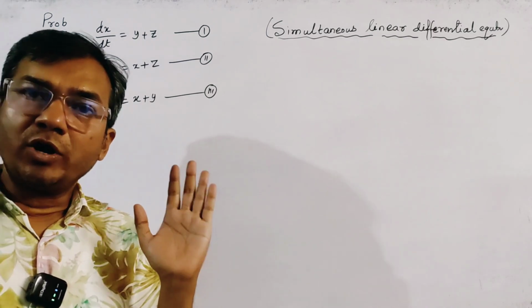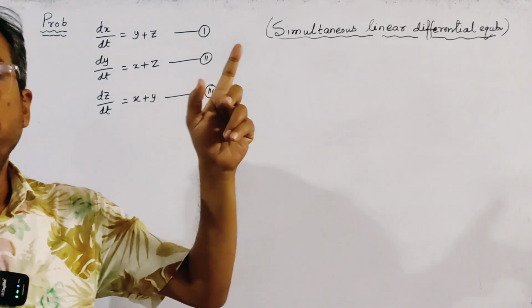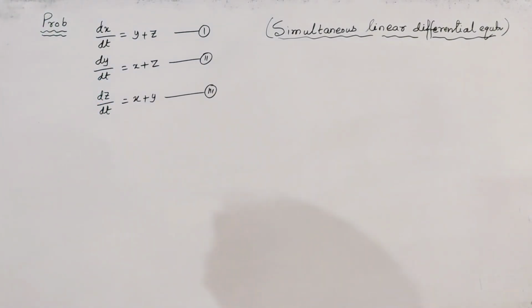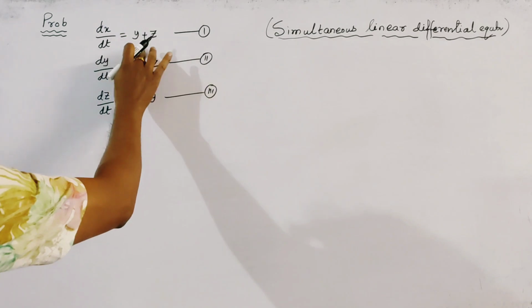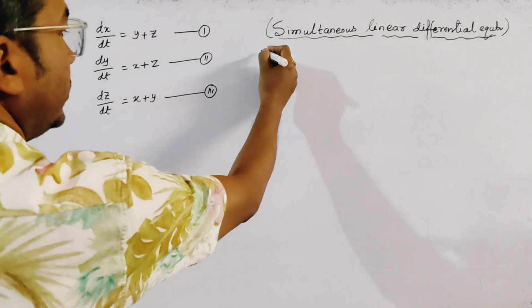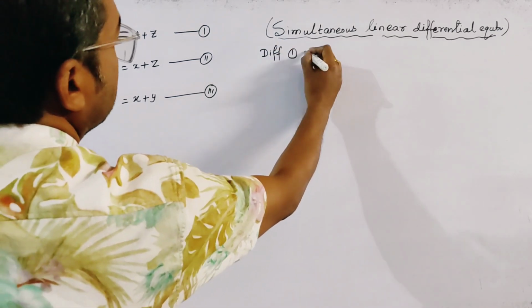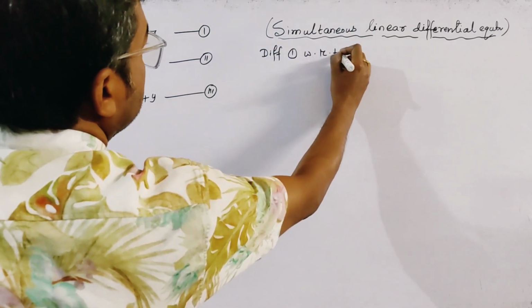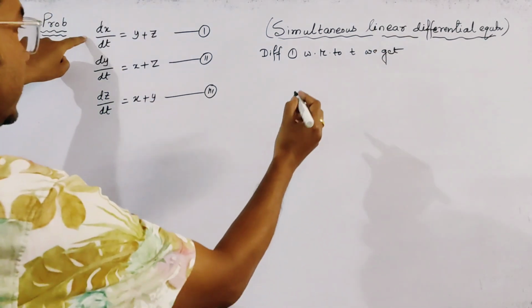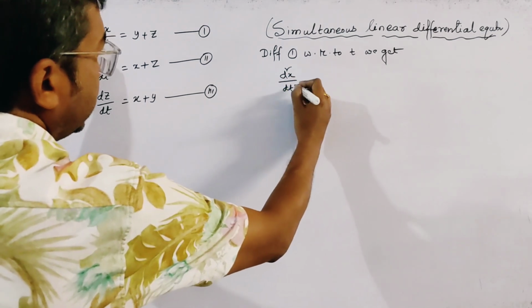This is one of the most interesting problems from simultaneous linear differential equations. To solve this equation, we first differentiate equation 1 with respect to t. We get the relation d2x by dt2.